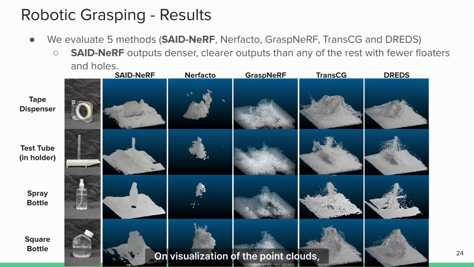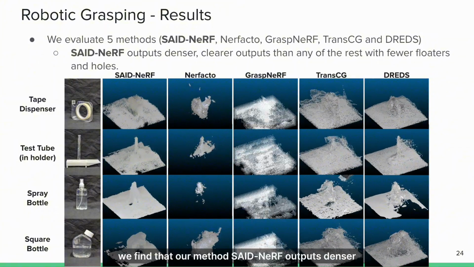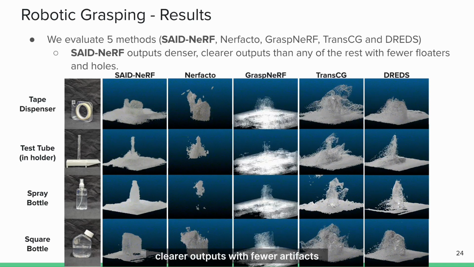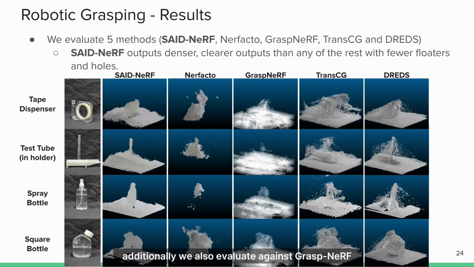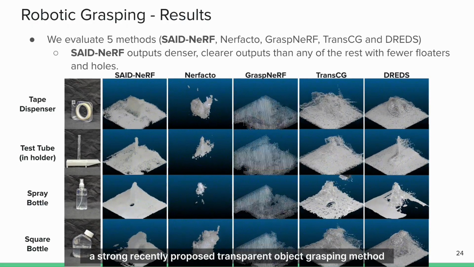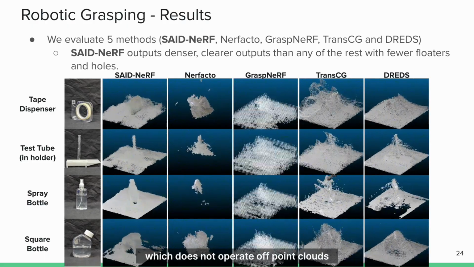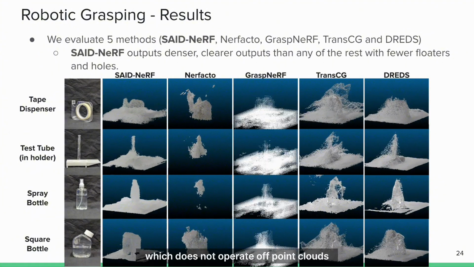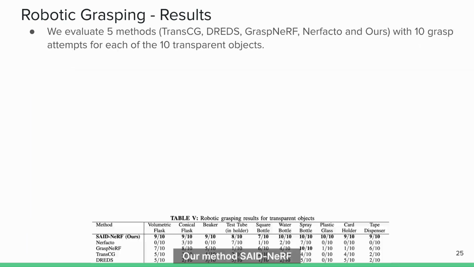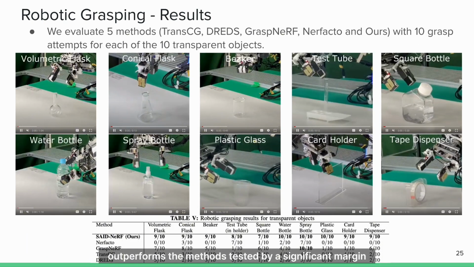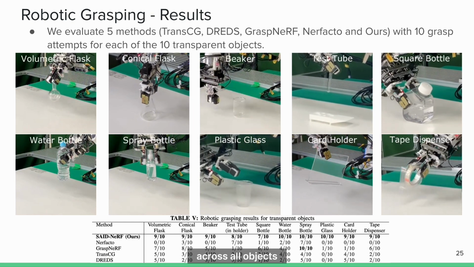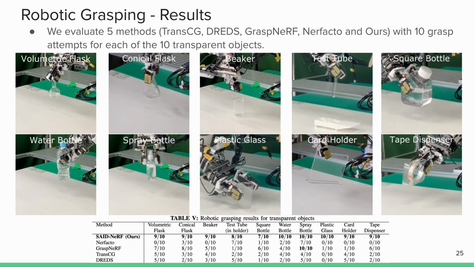On visualization of the point clouds, we find that our method SAID-NeRF outputs denser, clearer outputs with fewer artifacts. Additionally, we also evaluate against GraspNeRF, a strong, recently proposed transparent object grasping method, which does not operate off point clouds, so it is for visualization only. Our method, SAID-NeRF, outperforms the methods tested by a significant margin across all objects.